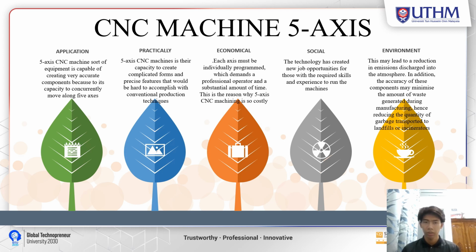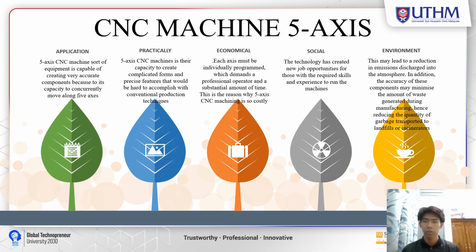For the economical aspect, each axis must be individually programmed, which demands a professional operator and a certain amount of time. This is the reason why the 5-axis machine is more costly. So among the three methods that we use, the 5-axis CNC machine is the most costly. For the social aspect, the technology has created new job opportunities for those who have the skill and experience to run the machine. To make this machine run, we need a professional because it requires a high skill level. For the environment, it may lead to a reduction in emission discharge into the atmosphere.